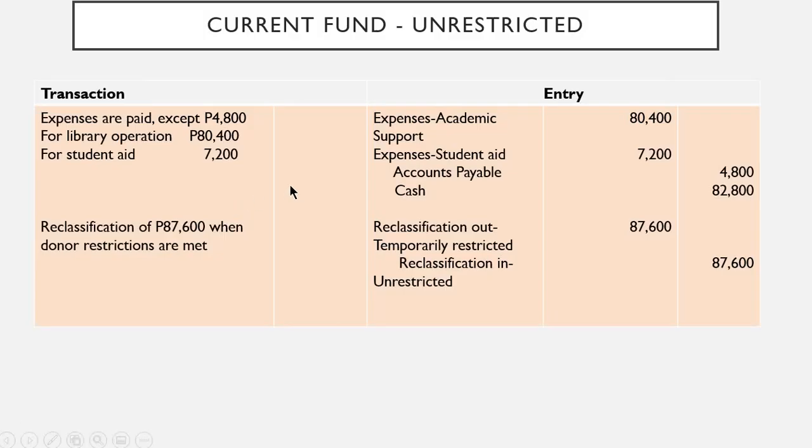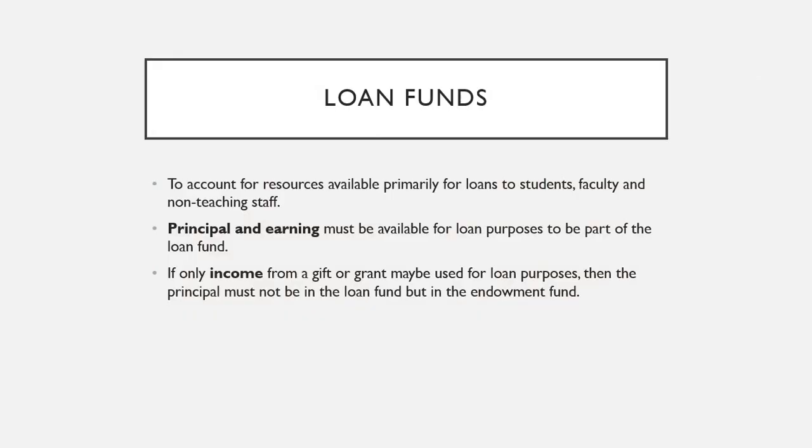Ayan, so to reclassify the 87,600, okay, that would be reclassification out, debit 87,600 and a credit to reclassification in unrestricted, also for 87,600. Now, how about loan funds? No? So this is our fund category for private colleges and universities. No? To account for resources available primarily for loans to students, faculty, and non-teaching staff.